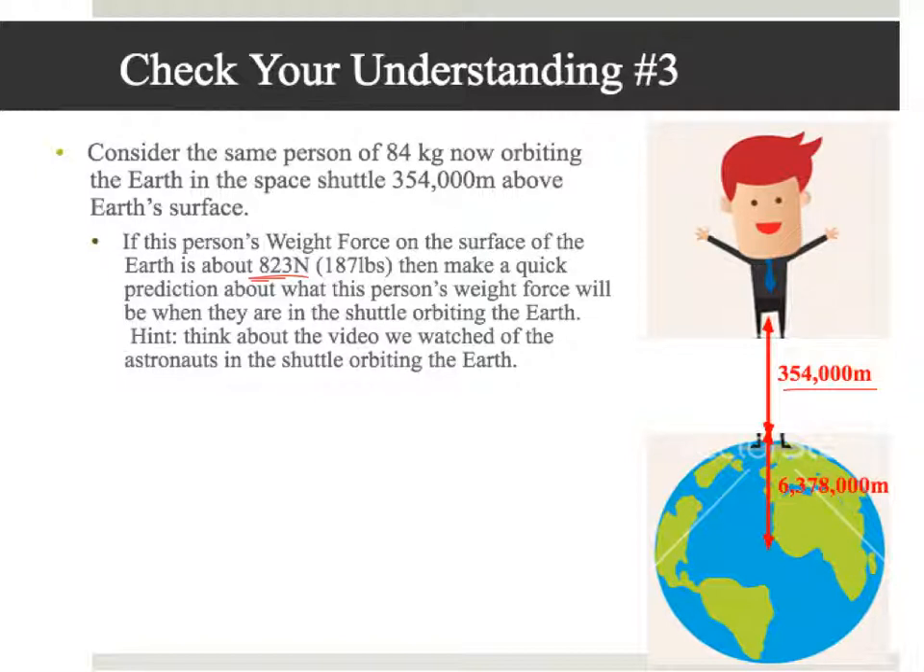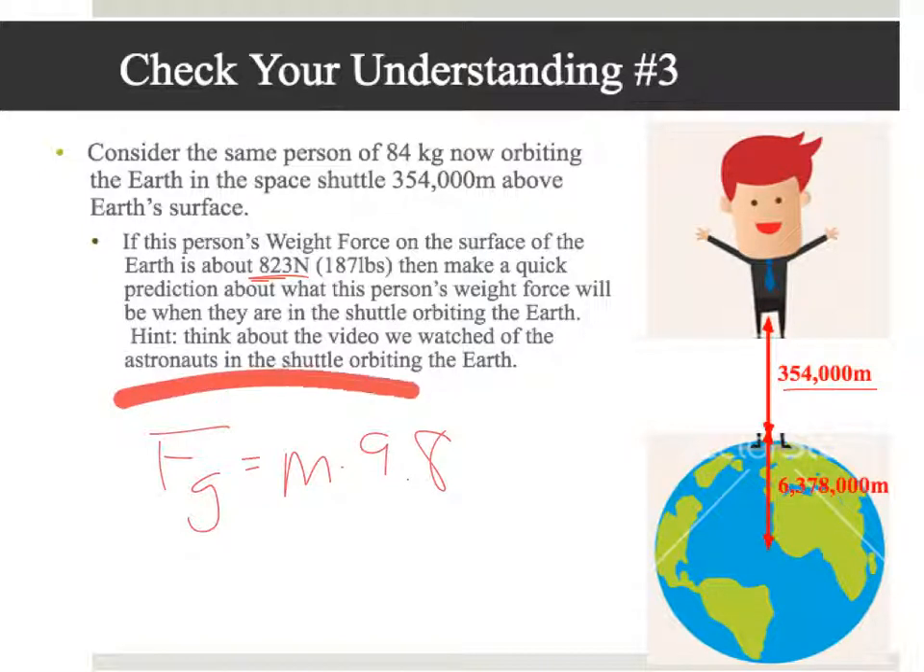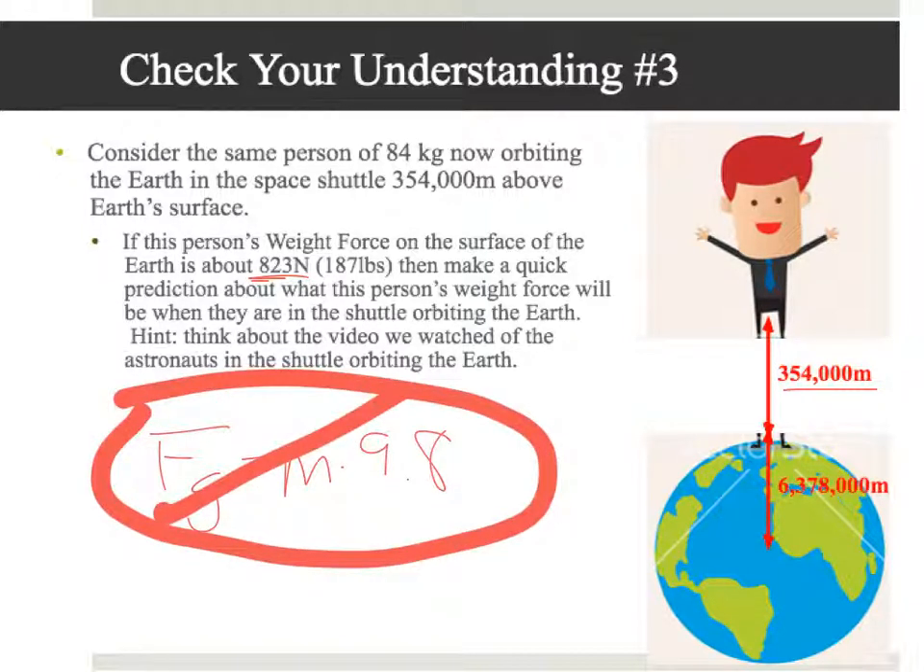So in your packet it says to use Newton's law, and explain why we can't use the simple equation, Fg equals m times 9.8. We cannot use that. The reason we can't use that, okay, we're going to cross that off, is because we don't know 9.8 that high above the Earth. So once you get up here, g is going to decrease, right? You're a lot farther away, so there's less acceleration due to gravity.